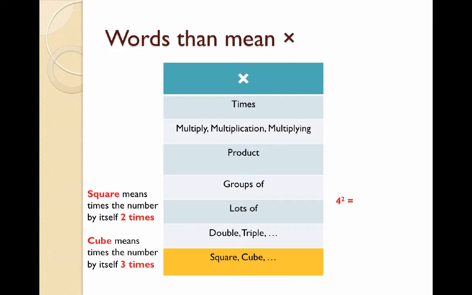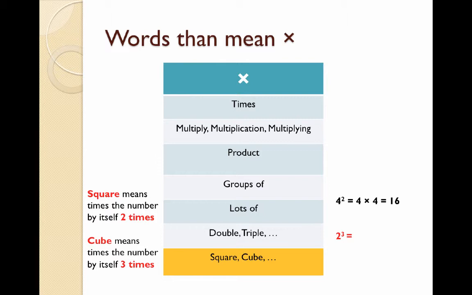Let's look at an example. When you square something, the symbol for squaring is a little 2 above and to the right of the number you want to square. So I want to square 4 here. That means take 4 and multiply it by itself twice. There you go, 4 times 4. So 4 times 4 is 16. Squaring is just a shorthand way of saying multiply this number by itself.